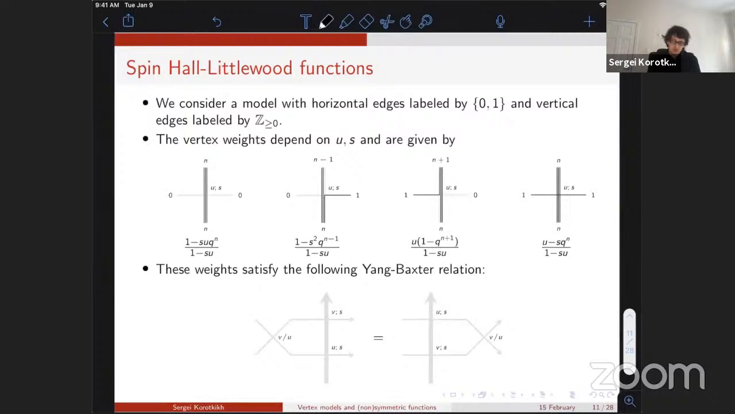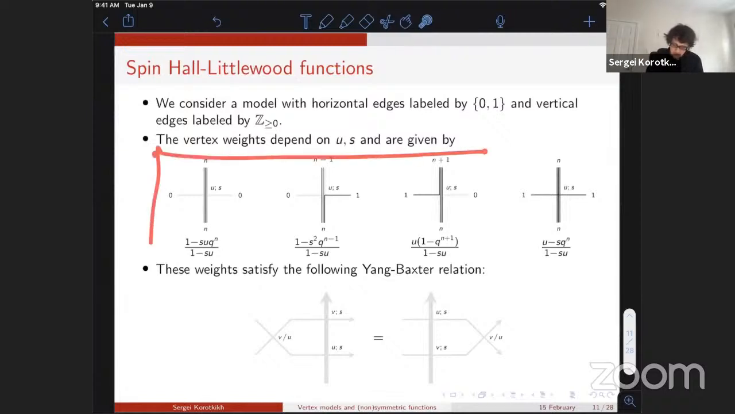In this model, we will still have horizontal edges labeled by 0 and 1. But in the vertical direction, we have any non-negative integer label. So in terms of the path interpretation of my configurations, this means that along the horizontal direction, we can have at most one path along each horizontal edge, but along the vertical edges, we can have as many paths as we want.